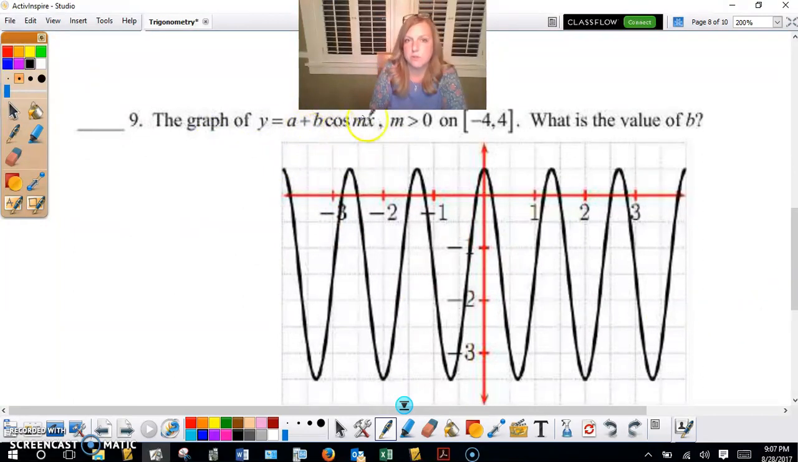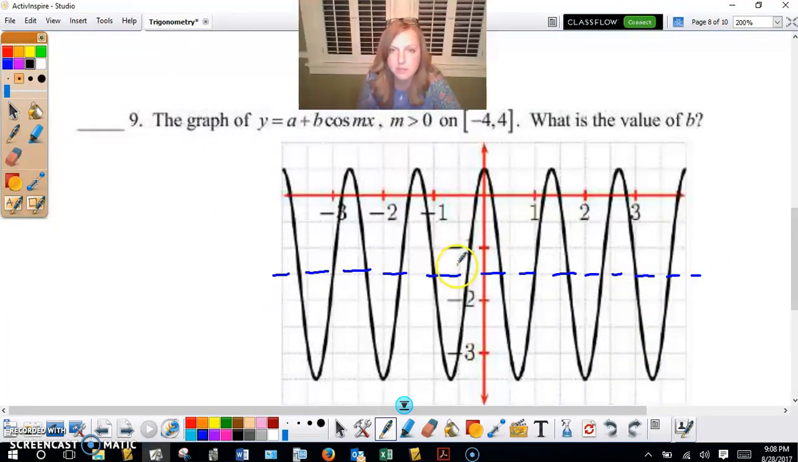You have a graph. Here's some transformations: shift up or down, vertical scale, horizontal scale. What's the value of B? Well, B is your vertical scale, also known as your amplitude. So that's fairly simple on this problem. If you think about where your midline is, the middle of the graph, it's coming across here. So the midline is about negative 1.5. And then your amplitude is the distance from your max to your midline. I don't know how far up this is, and it goes 1, 2. So it's up 2 from the midline.